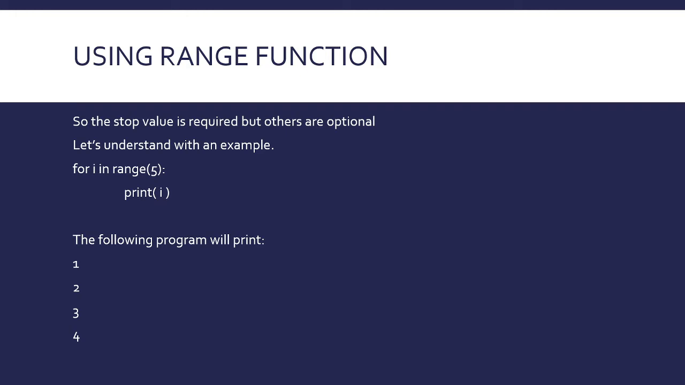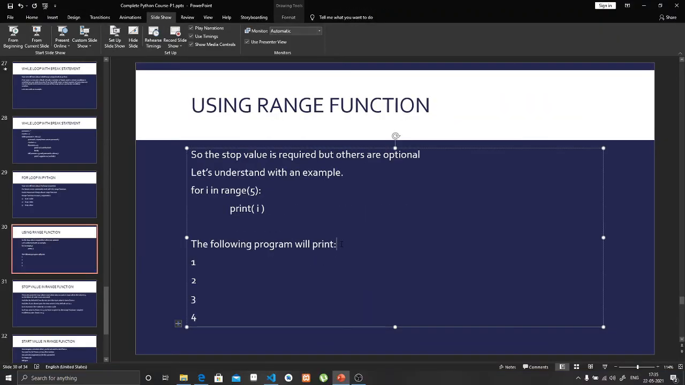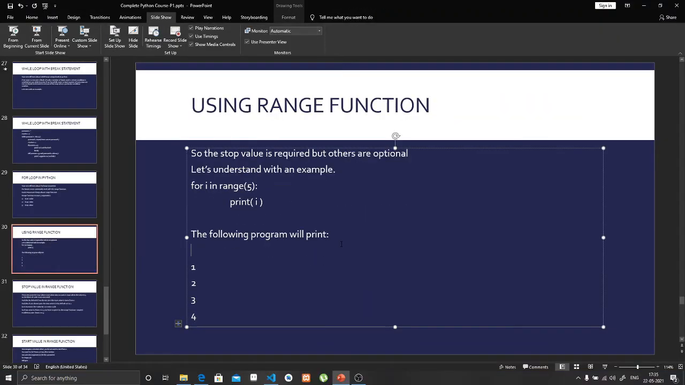I actually made one mistake here. I didn't edit the 0 here in the presentation, but this is actually not the case. Let me correct it. It will start from the 0th value and it will reach till 4.